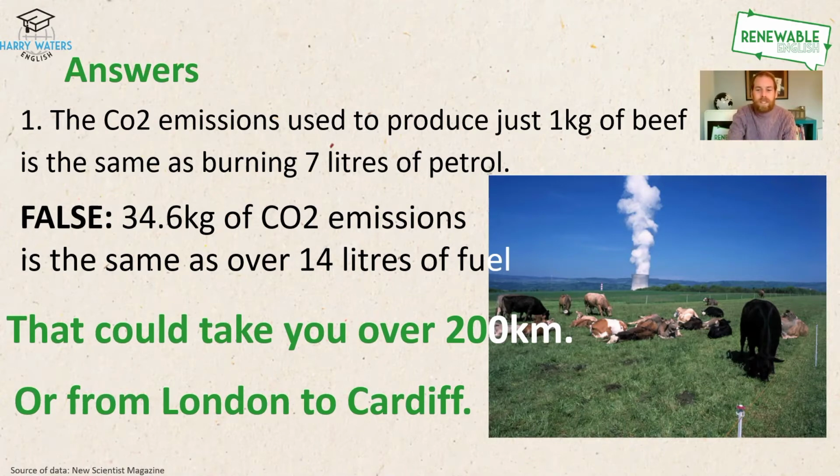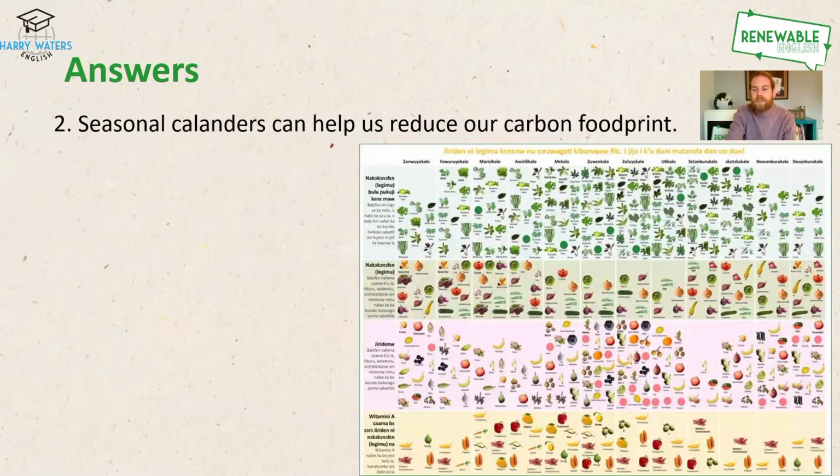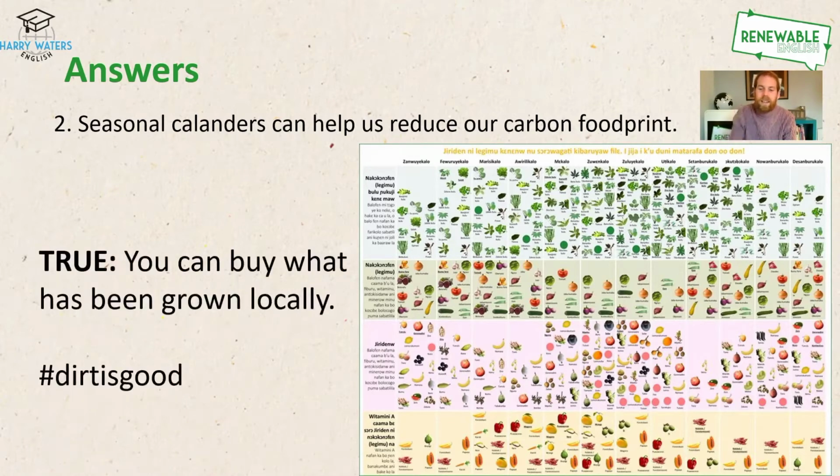The next one, question 2. Seasonal calendars can help us reduce our carbon footprint. Yes, they can. You can buy what is being grown locally, so it doesn't need to be transported in, so you're saving on the transport effect. So it's good. And remember, as always, dirt is good.